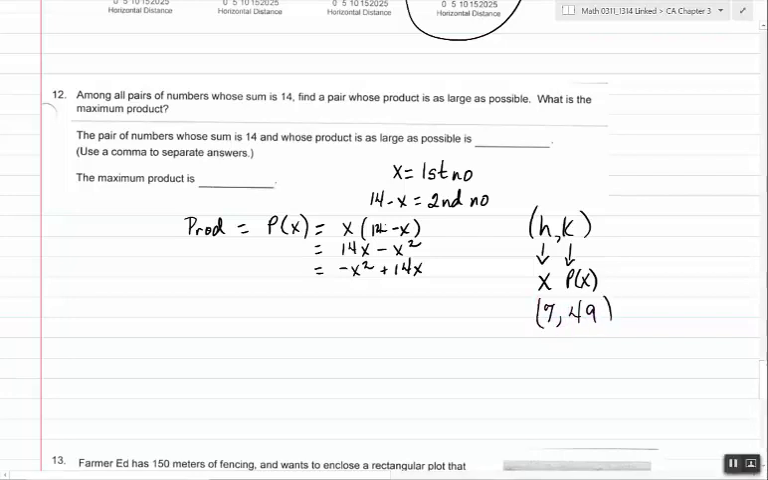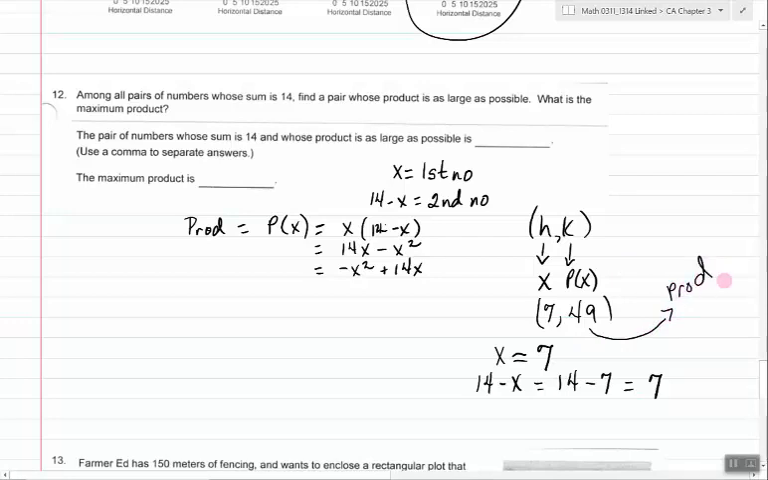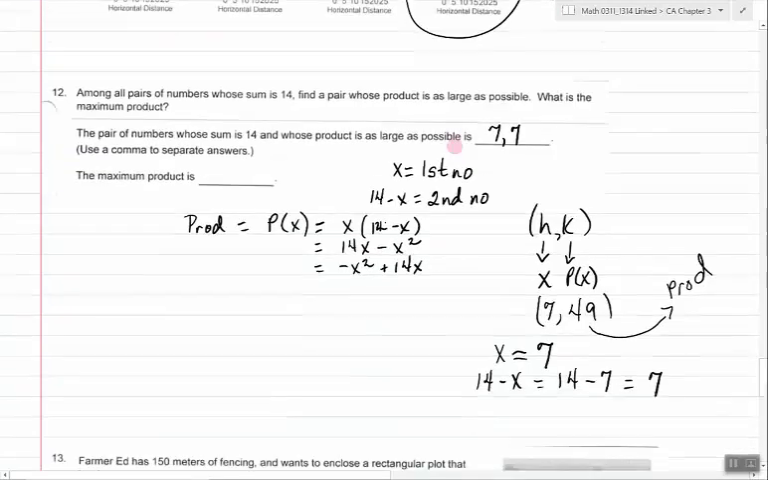Now those are not the two numbers. It is the number x and the product. So x is 7. Then you can do this. 14 minus x is 14 minus 7, which is 7. The two numbers are 7 and 7. The largest product, this is the product, 49. So I'm supposed to just put 7 and 7, and the maximum product is 49.